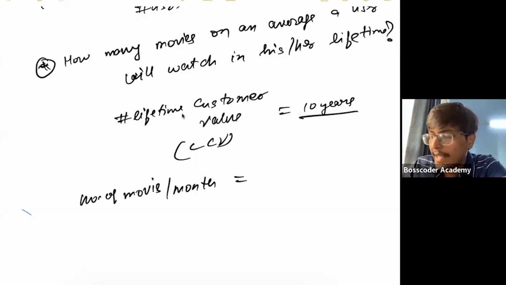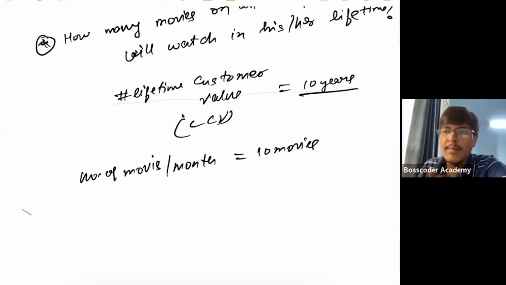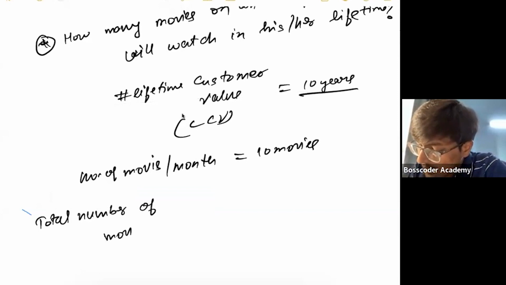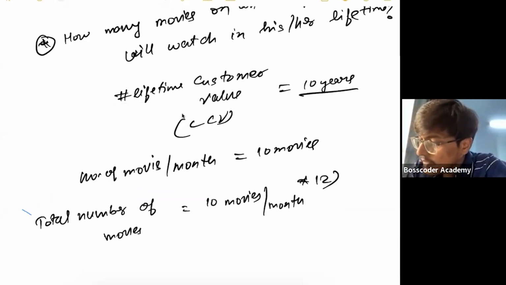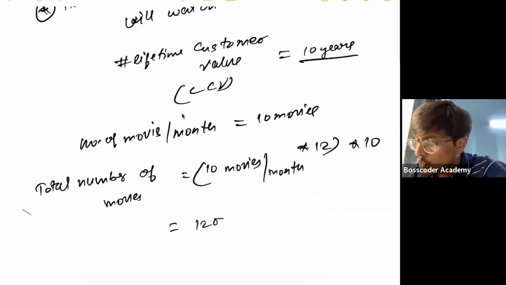Weekly 2, so we can say maybe 10 movies in a month people are watching on Netflix. Those who have a subscription are watching, let's say, 10 movies in a month. So how many total movies are people watching? They are watching 10 movies a month, which means in a year they are watching 120 movies, right? And we are saying that the lifetime customer value is 10 years, right? So we can say 1200 movies, right?